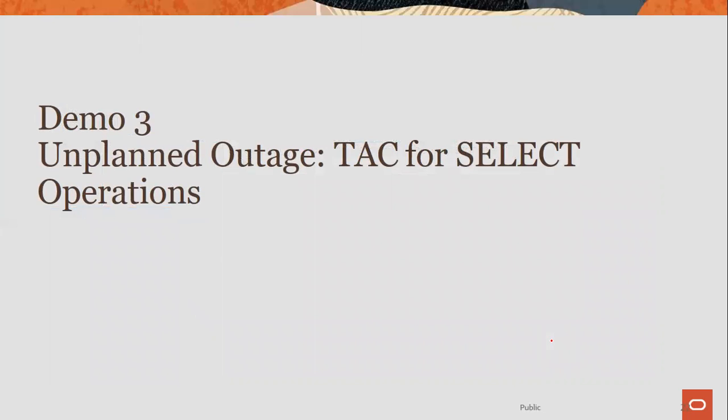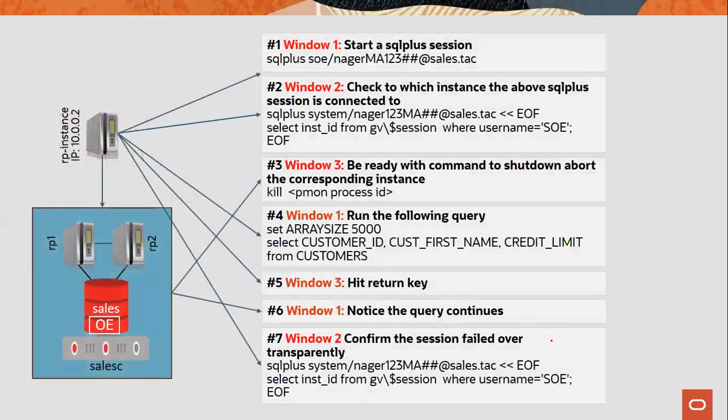Okay, so the third demo is what we are going to do: we are going to open a session on SQL Plus in window 1. In window 2, you'll find out to which instance it is connected. At the database level, we'll connect to that particular RAC node, and then we will kill that instance.